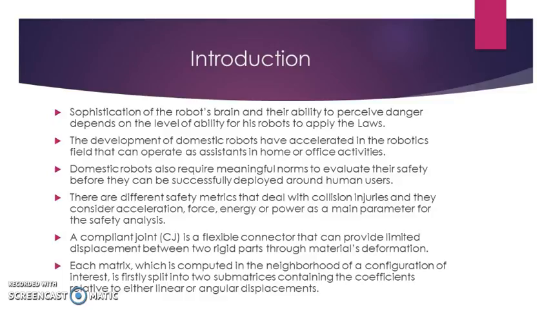There are different safety metrics that deal with collision injuries, and they consider acceleration, force, energy, or power as the main parameter for the safety analysis. A compliant joint is a flexible connector that can provide limited displacement between two rigid parts through material deformation. Each matrix, which is computed in the neighborhood of a configuration of interest, is first split into two submatrices containing the coefficients relative to either linear or angular displacement.